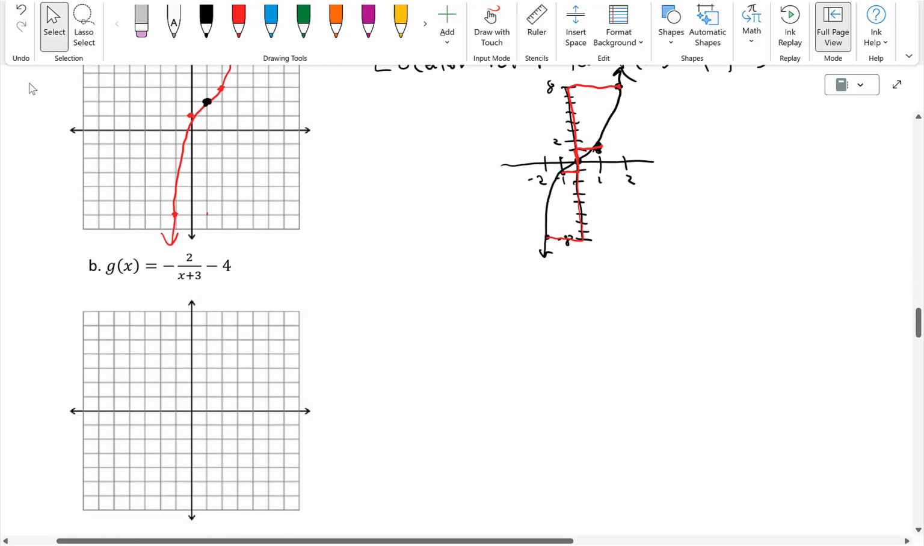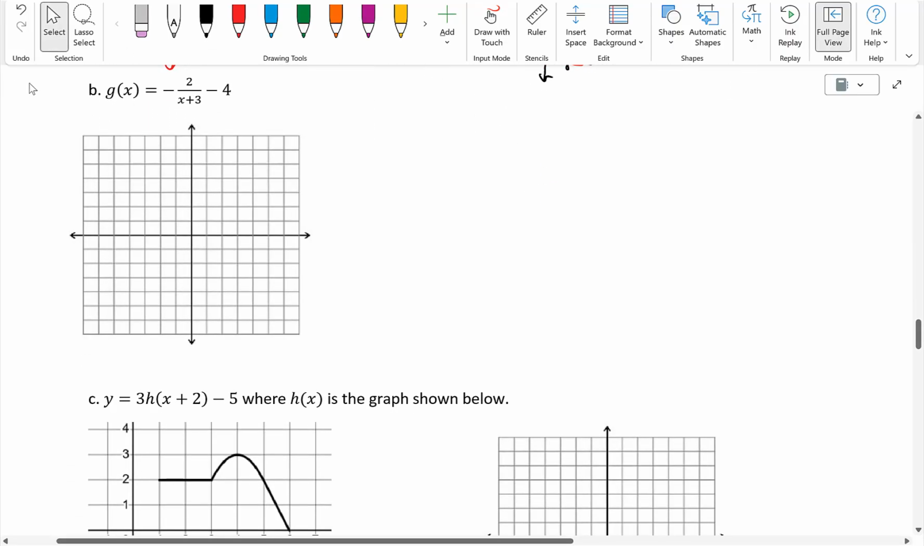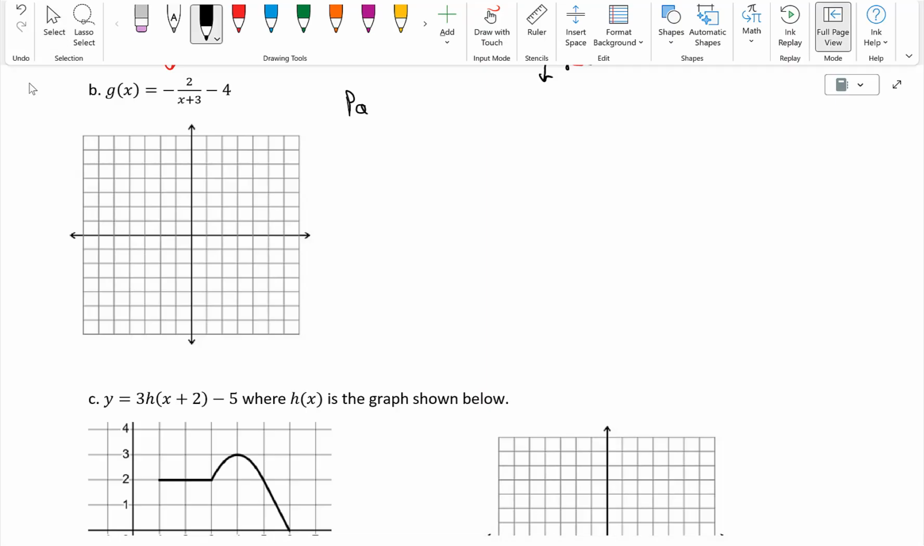All right, for B, we have some movements. If you don't remember the parent function for this one, it is 1 over x. Our locator point is not a point, but it's still going to be 0, 0. If you remember what 1 over x looks like, I'll put the parent graph here so we can do our work in a sec on the main one.